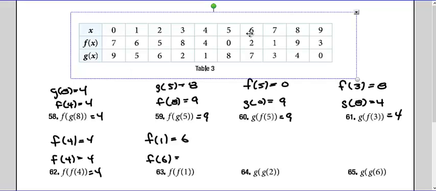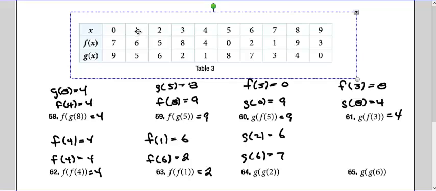So f of 6 is 2. So f of 1 is 2. Here we do g of 2. g of 2 is 6. So then we do g of 6. g of 6 is 7.